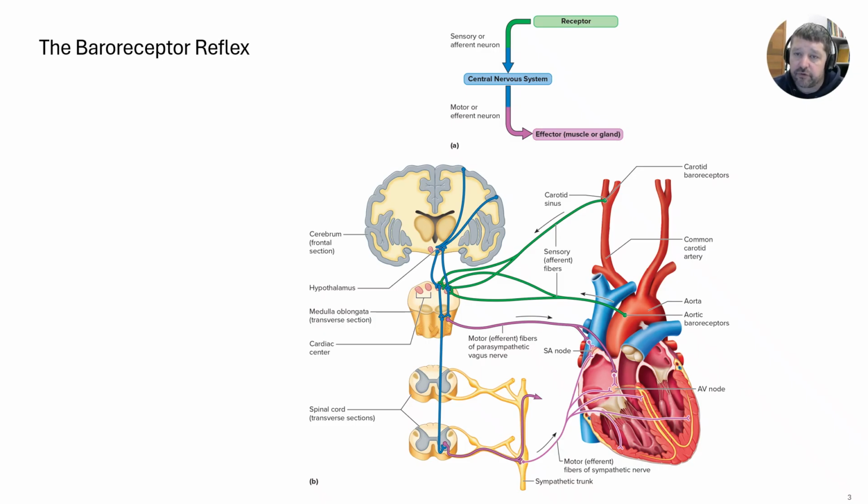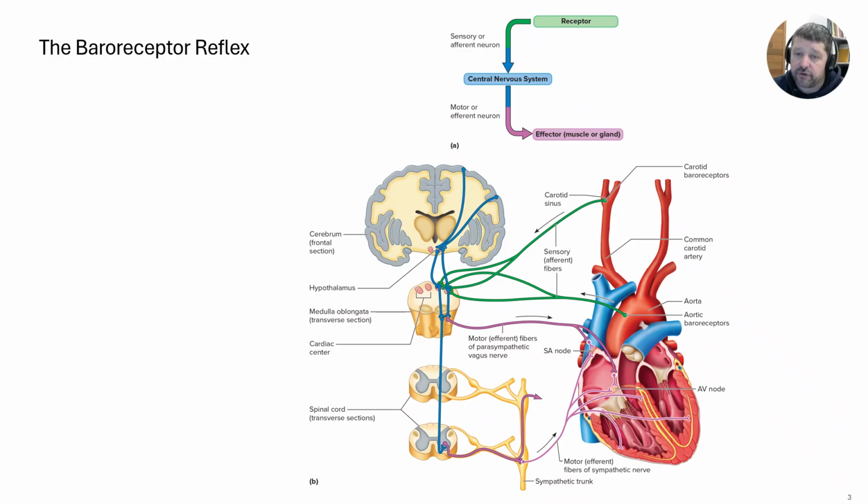So you have a receptor. Let's say we look at this carotid baroreceptor. So in the carotid artery, you have a baroreceptor that's measuring basically the stretch of that carotid artery. If it's stretching a lot, it's going to send that signal that the pressure is increased here.